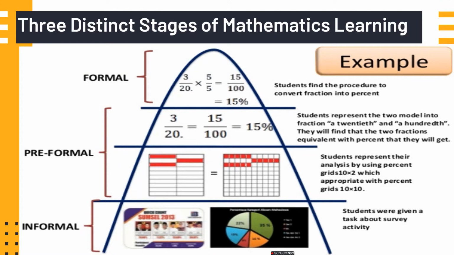For example, in this task, at the informal level, students were given a task about survey activity. So they see some pictures there, some representations. Then from there, students move on to the pre-formal level, wherein students represent their analysis by using percent grids, which are appropriate with percentage grids that are required. Then from there, in the formal stage, students find the procedure to convert percentage to fractions or represent fractions as percentage. So students start from a very informal level and reach a formal level. All math learning are designed in that manner.